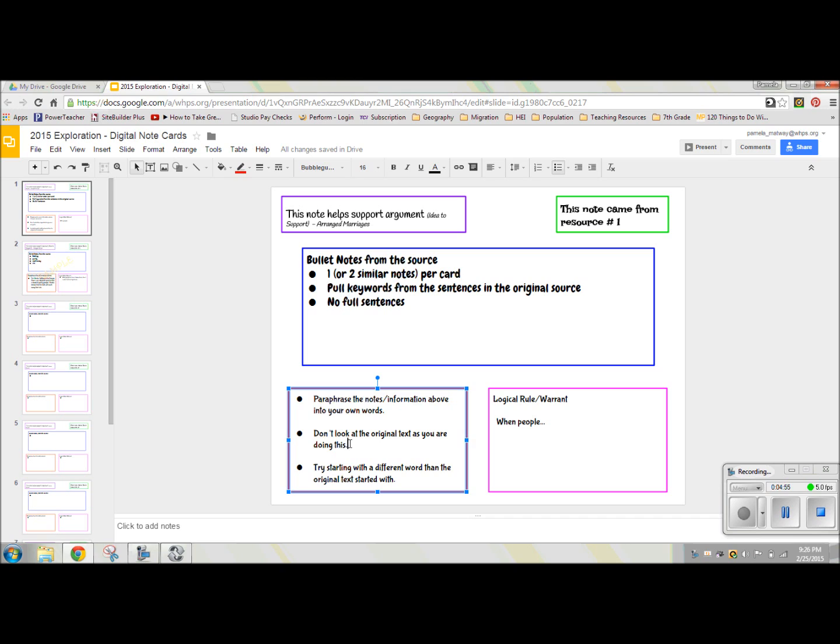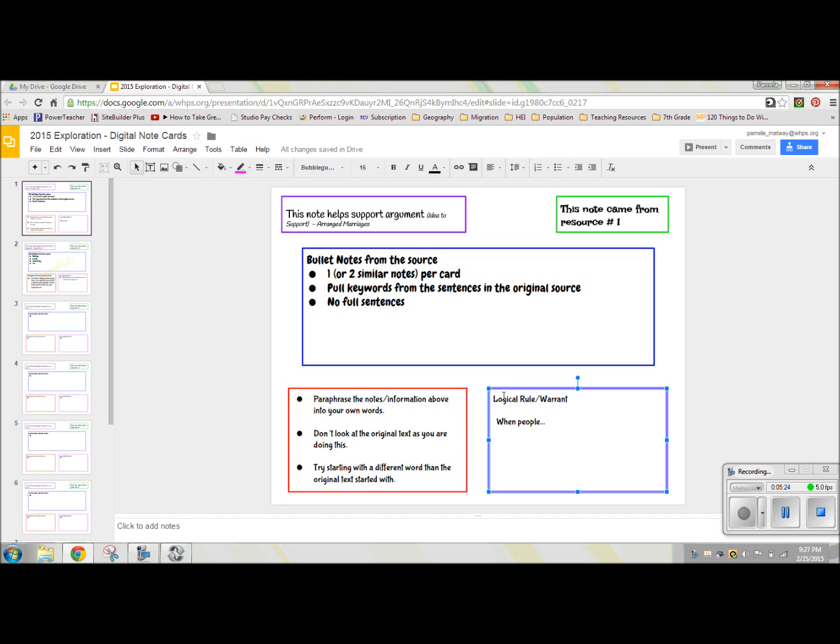Another good suggestion is start with a different word than the original text started with. We talked a lot about this when you guys were meeting in small groups about paraphrasing. Sometimes that helps with you changing the language a little bit if you start with a different word than how they started with in the article. So here's where you're going to paraphrase or put the information into your own words that you bulleted up here.